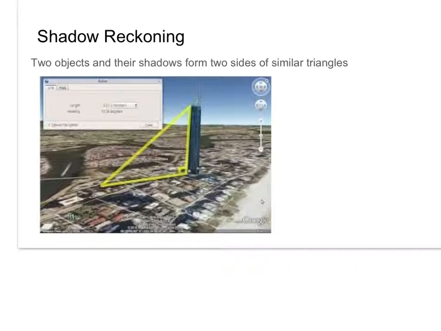So two objects and their shadows form two sides of similar triangles. So, for example, in this picture, the height of this building would be one side. Okay? If you use the shadow it creates, you can connect it. So here's the height of the building makes the one side. Okay, how long the shadow is will create that. From the end of the shadow, you can put it up to the building. It makes a triangle. It's a kind of unique, funky thing that mathematicians came up with.